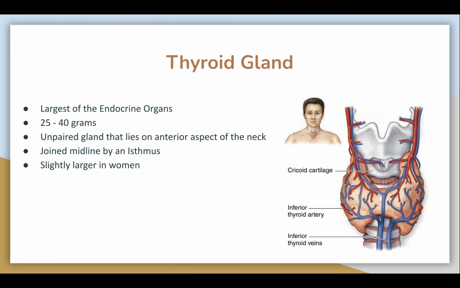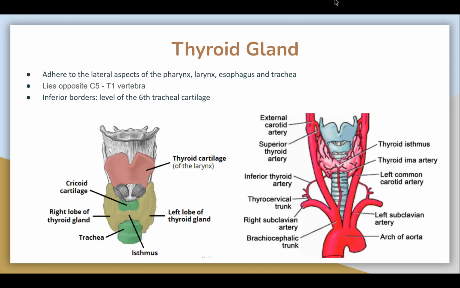The thyroid gland is the largest of the endocrine organs, and it weighs about 25 to 40 grams. It is an unpaired gland that lies on the anterior aspect of the neck, joined midline by an isthmus, and is slightly larger in women. The isthmus is like a bridge that connects the right and left lobes of the thyroid gland.